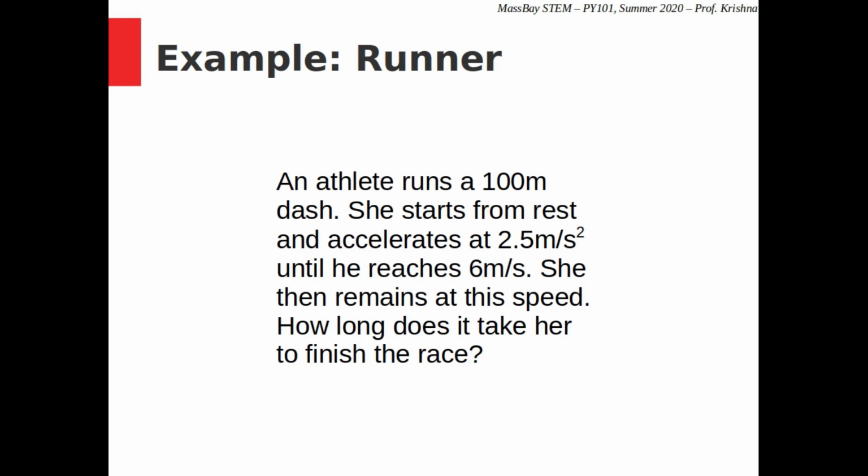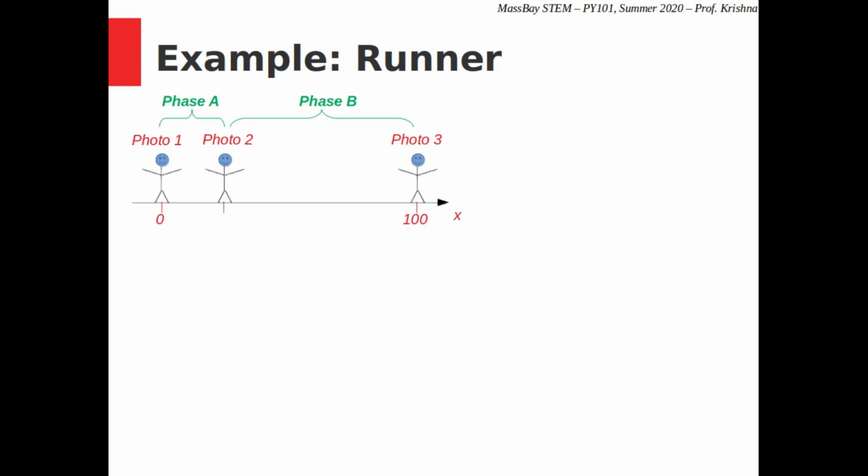In the first part of the puzzle, the athlete accelerates at 2.5 meters per second squared. But after she reaches 6 meters per second, her velocity remains constant, which means her acceleration is 0. We solve this puzzle by breaking it into 2 parts, and one way to do that is by taking 3 photos. The first is at the instant our protagonist starts the race.